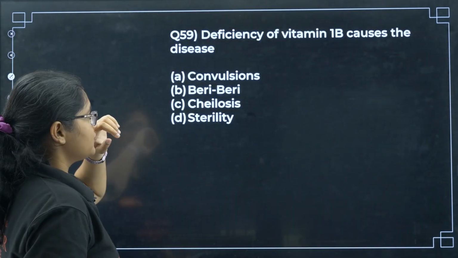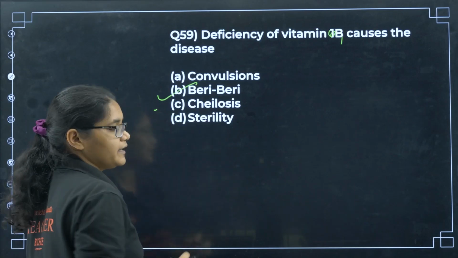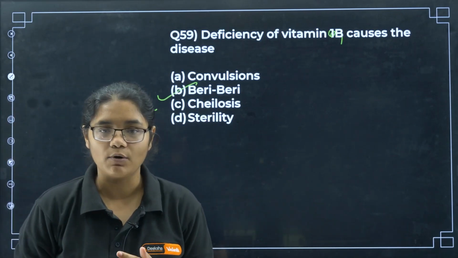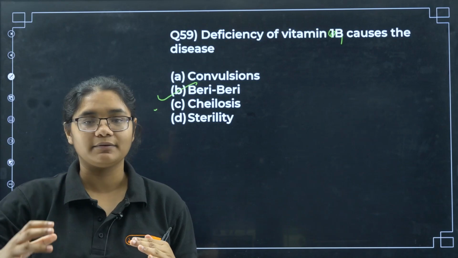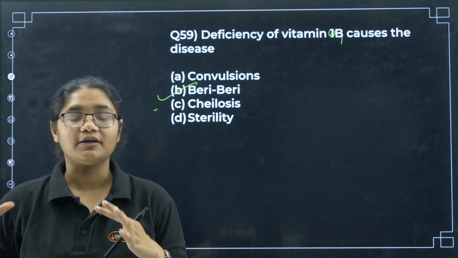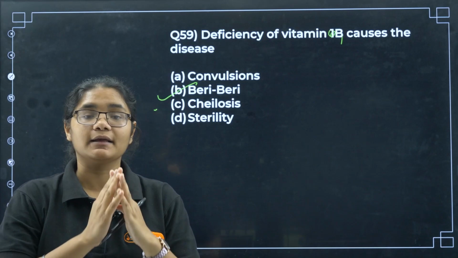Next, deficiency of vitamin B1 causes which one? That is beriberi. So please, this table is very important. Go through the table given in NCERT book, where all the vitamins, their sources and their deficiency diseases have been mentioned. You have to revise that table thoroughly.